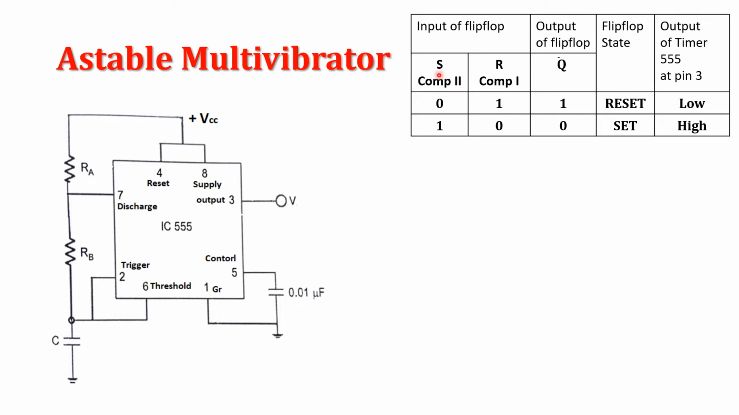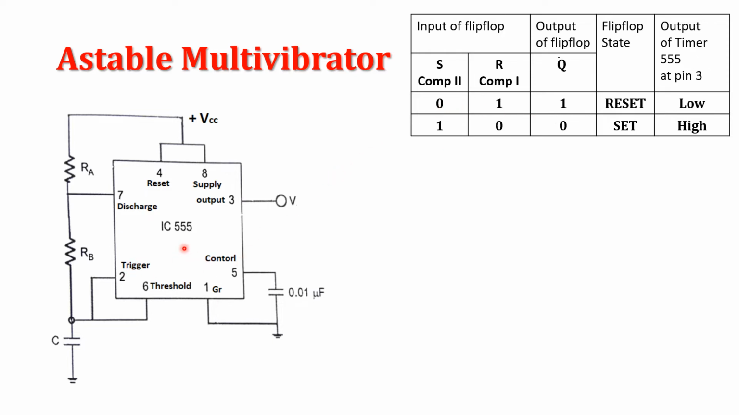Comparator 2 forms S as an input of the flip-flop. Comparator 1 forms R as an input of the flip-flop. S and R may be low or high, depending upon the actual voltage across terminals 2 and 6, that we are explaining here.